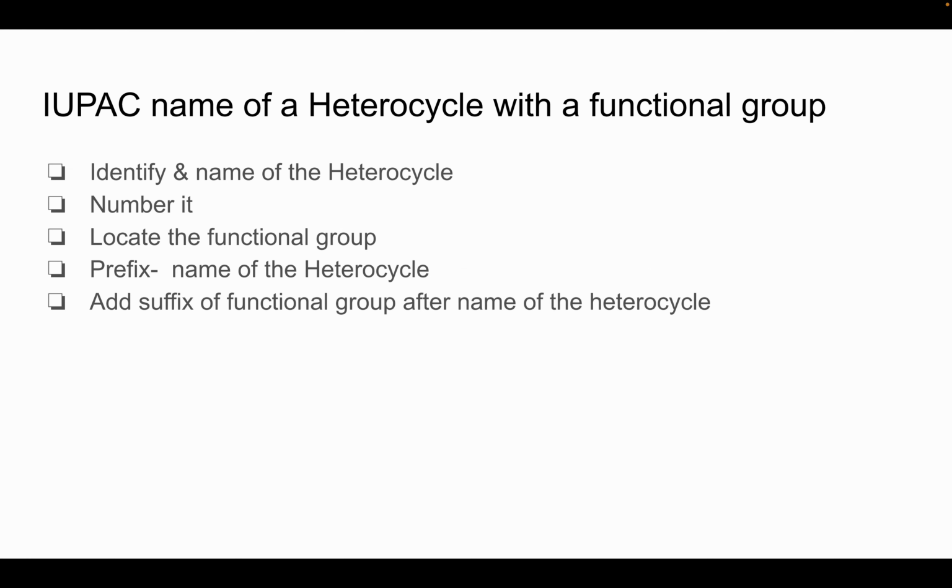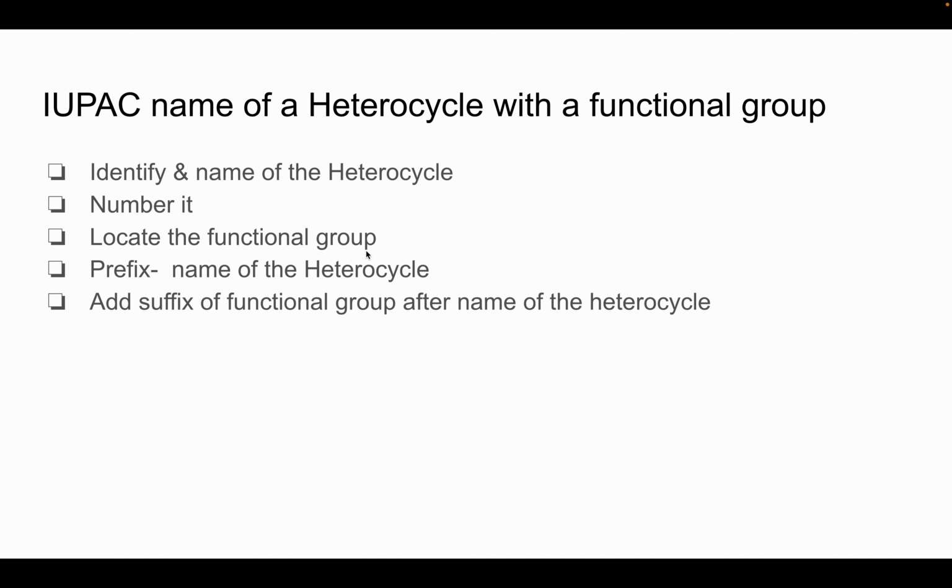Now there is a pattern to write this name. Whenever you see a heterocycle compound with a functional group, first you need to identify the heterocycle, then you have to use the name of the heterocycle. As per Hantzsch-Widman system, you can use the trivial name if it is available, otherwise you can use the systematic name. Then you number the heterocycle, and then you locate the functional group, the position of the functional group on the heterocycle.